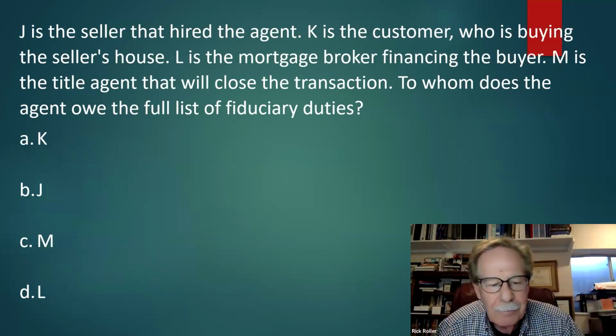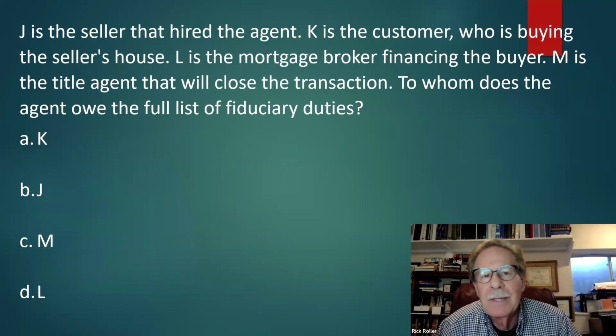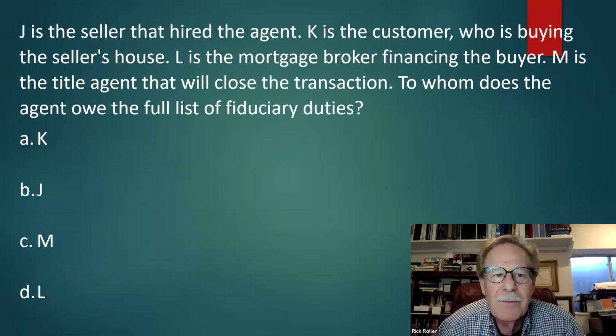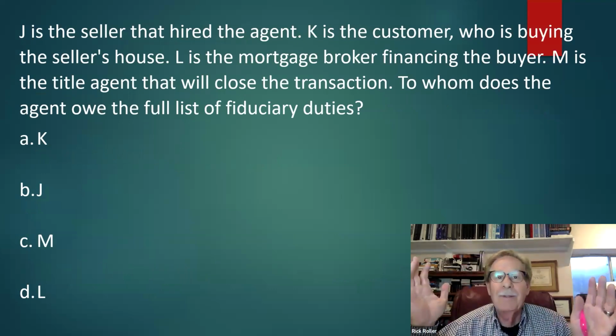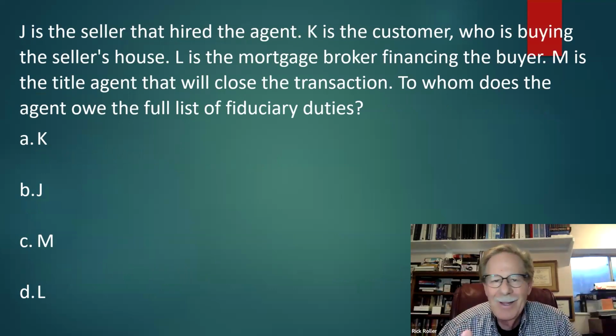J is a seller that's hired an agent. K is a customer who's buying the seller's house. L is the mortgage broker financing the buyer, and M is the title agent who will close the transaction. Lots of people on your team to make sure this deal closes. To whom does the agent owe their full list of fiduciary duties?